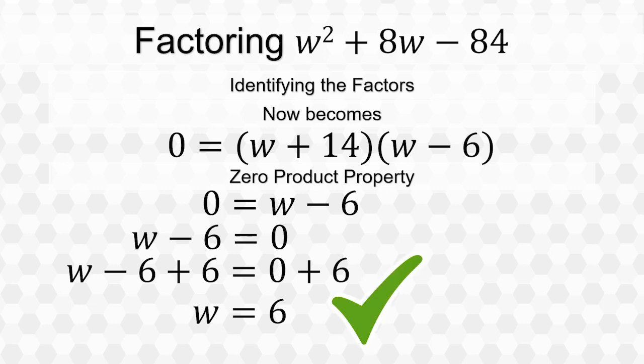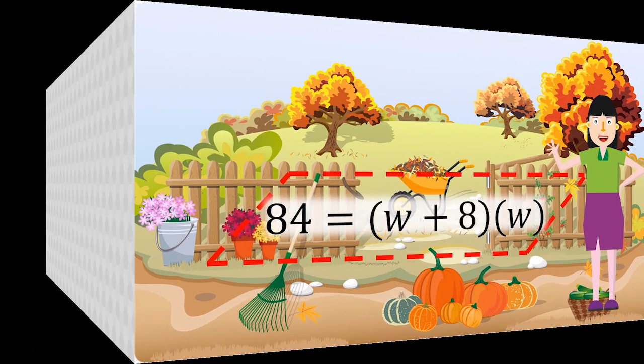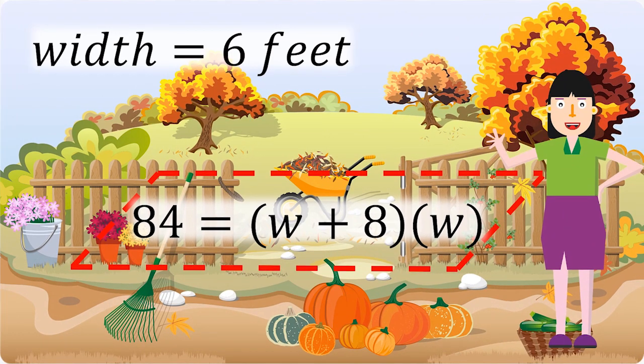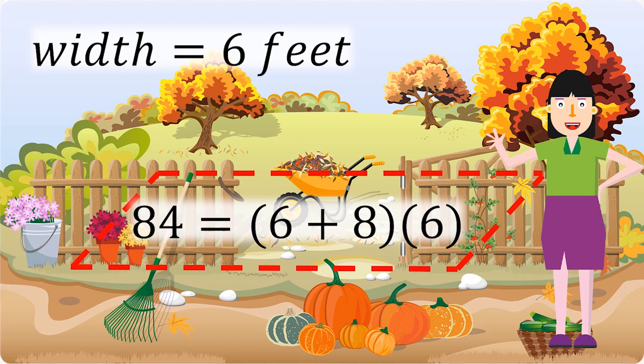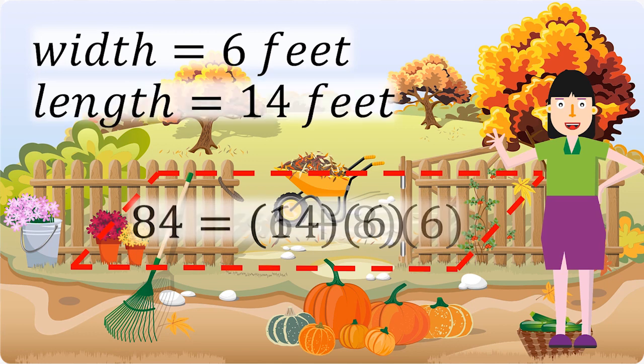However, since we are mathematicians, let us double check if our answer satisfies all the requirements from our problem. Since we already know that the width is 6, we can now replace w with 6. Now, we can solve for the length, which is 6 plus 8, since the problem states that the length is 8 feet longer than the width. Hence, 6 plus 8 equals 14. Therefore, our length is 14 feet.